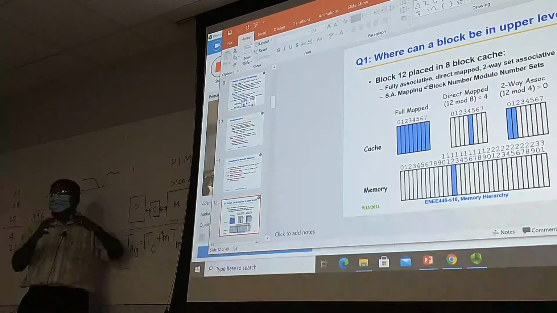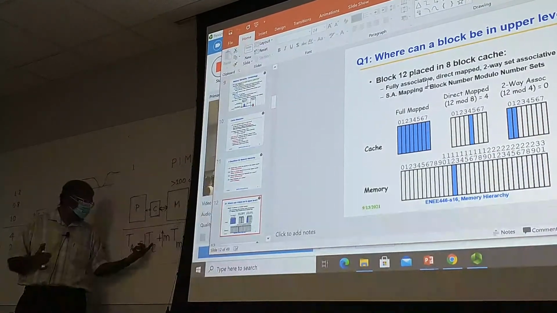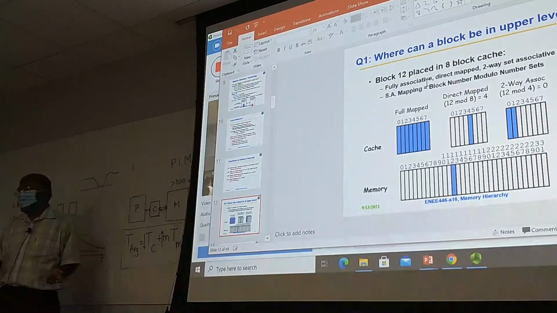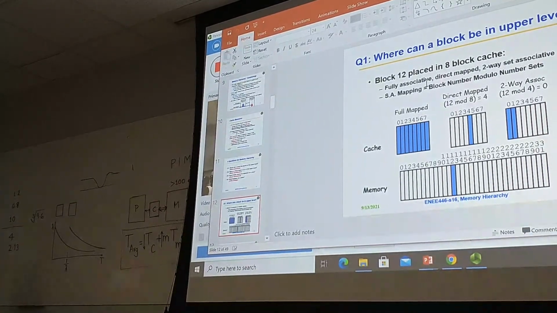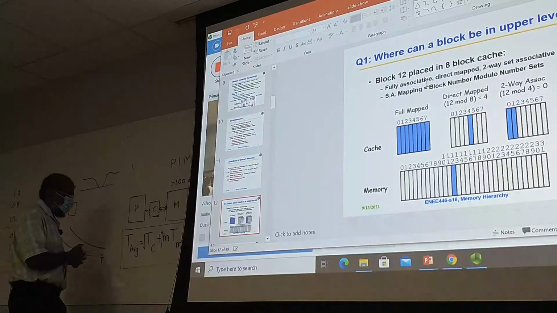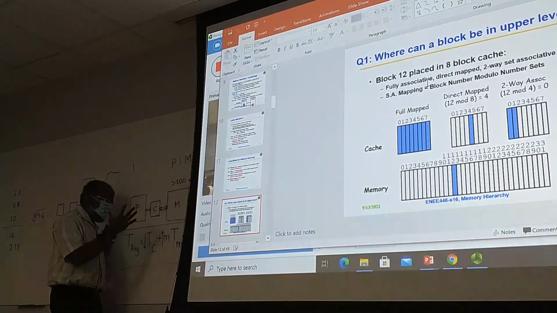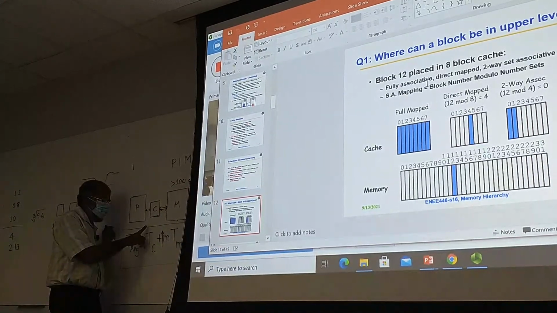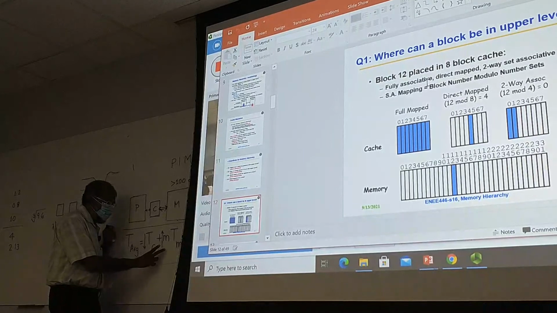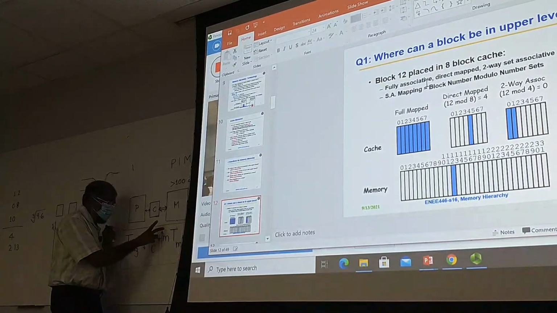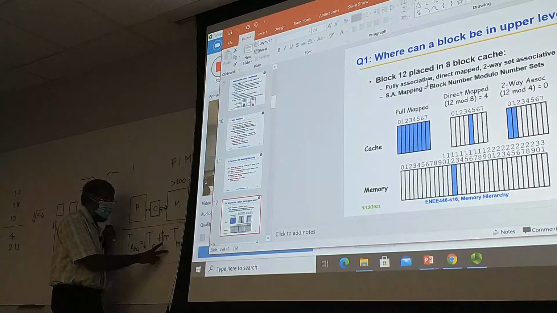Fully associative mapping is just the other extreme, so it will be the other way around. In general, whatever you do to decrease the miss rate tends to increase the hit time and vice versa. So it's very difficult really to bring these two down at the same time.